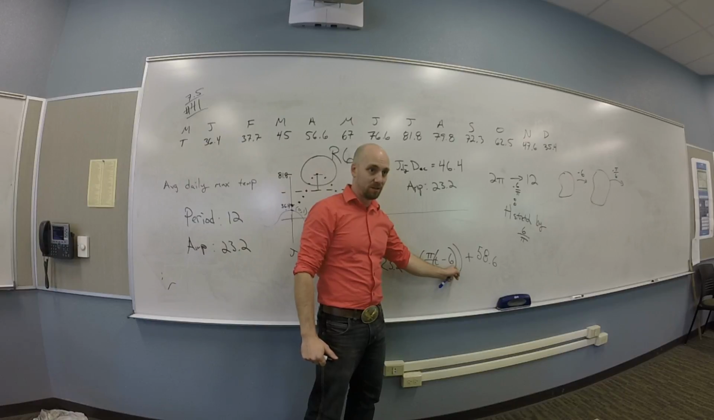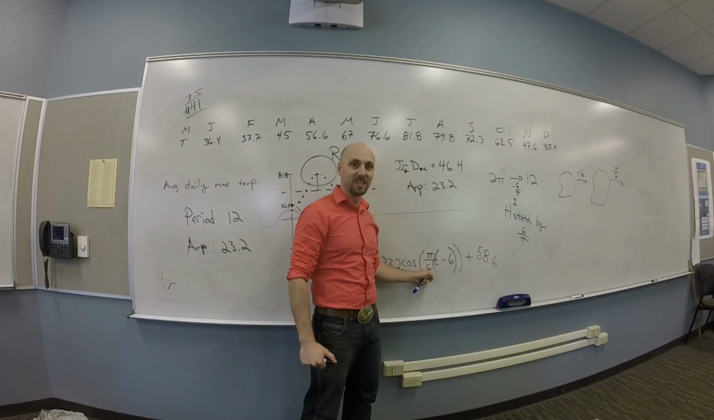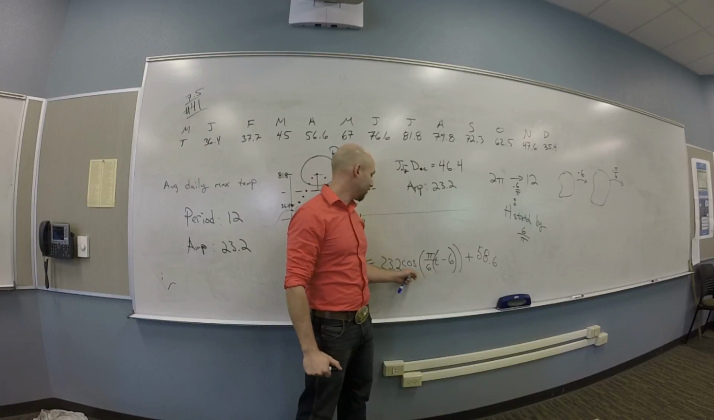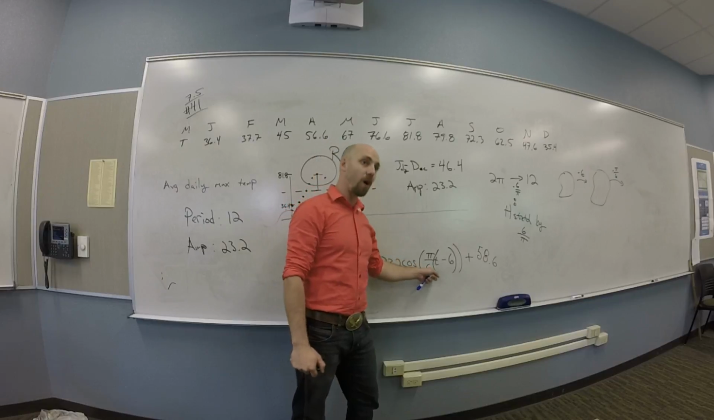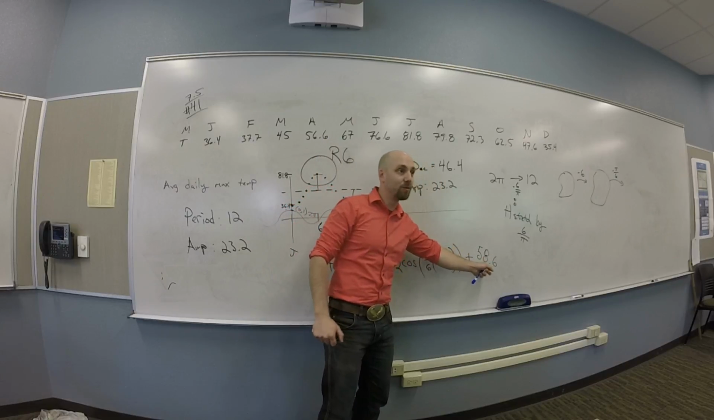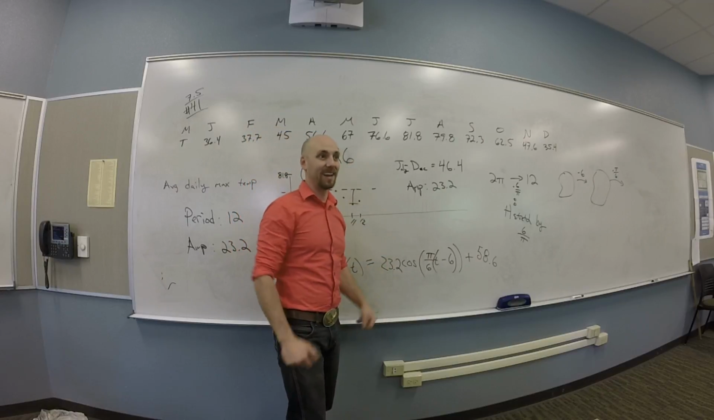If I plug in 6, I get 0, times pi over 6 is 0. Cosine at 0 is 1. So you get 23.2 times 1 plus 58.6, which is the maximum, 81.8. Yes!